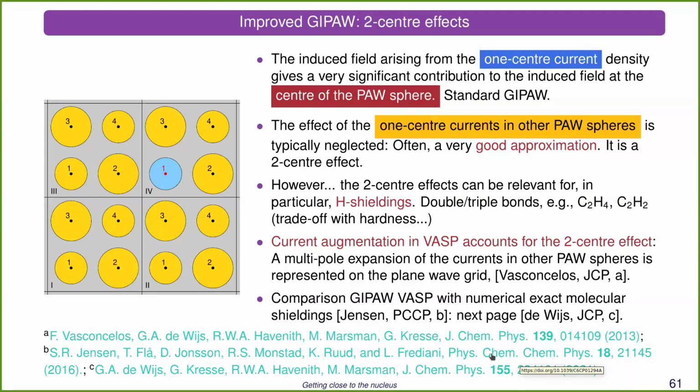But to demonstrate the effect of this, we compare to very accurate quantum chemical calculations, which are done for molecules necessarily, where they have actually reached the basis set limit. So they have absolutely converged numbers. That is this paper by Jensen. And in the next slides, we are going to compare to this.